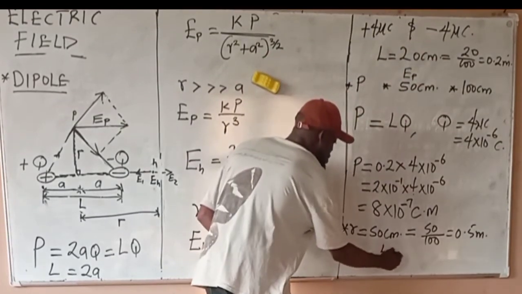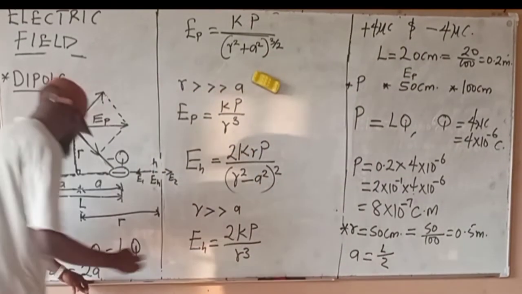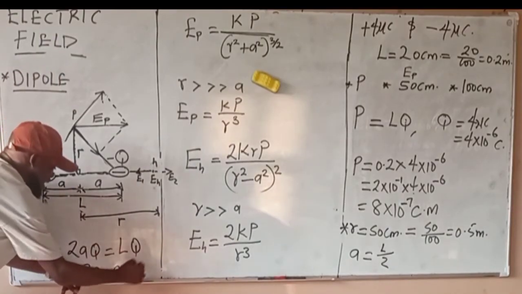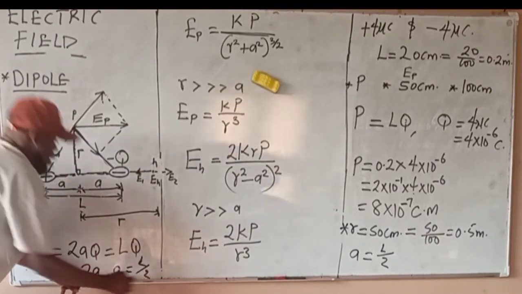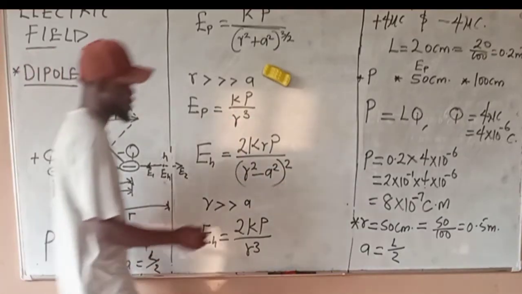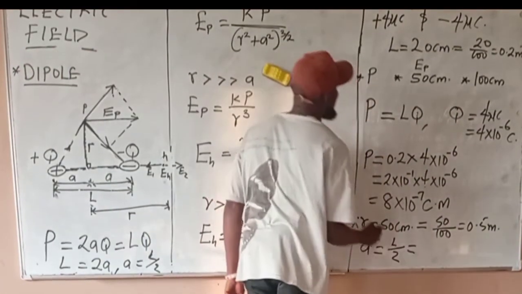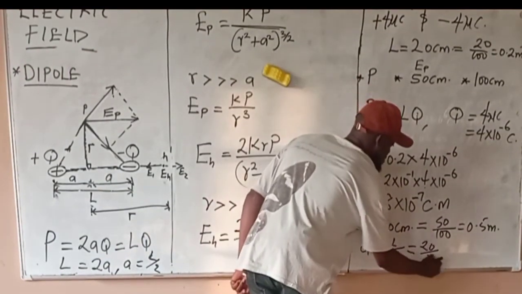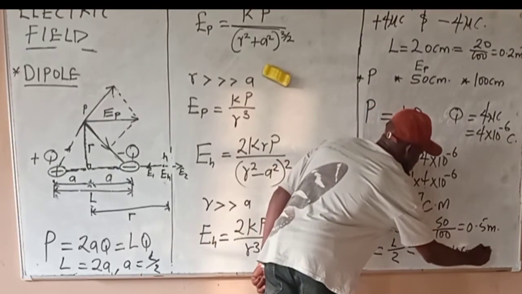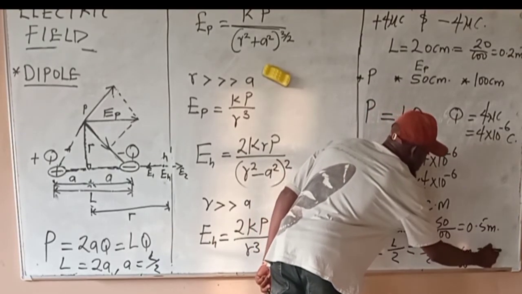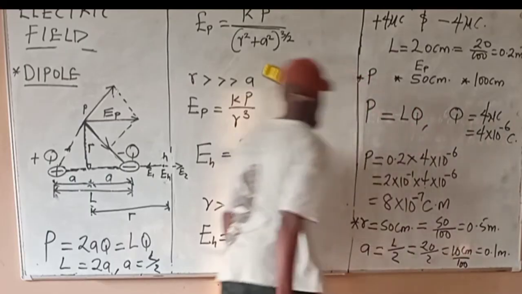The mean distance will be the total divided by 2. So in this place now, our a is L over 2. Take note, our a is total divided over 2. So what is L? L is 20 cm, so a is 20 over 2, that will be 10 cm, and divided by 100, that will be 0.1 meters.